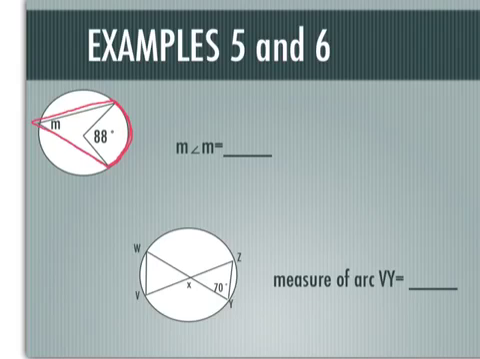What would it be? 88. It'd have to be 88 because it matches with this central angle, right? So this arc would have to be 88 because it's the same as the central angle, which means angle M would have to be 44, yep. Okay.